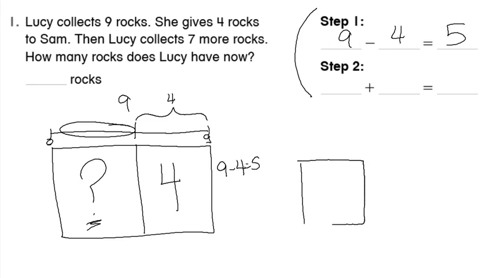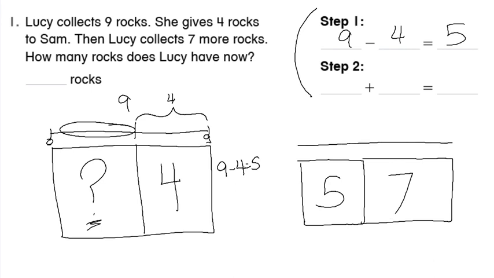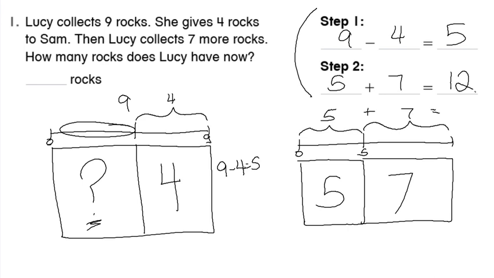So the second part of the problem, Lucy has 5, but then she collects 7 more. Again, our number line is going to go from 0. Now we don't know what the total is, but this is going to be a 5, and this distance is 7. So this distance here, from 0 to 5, is 5, and from 5 to the sum is 7. So our equation is going to be 5 plus 7, and that equals 12. So number 1, she has 12 rocks now.